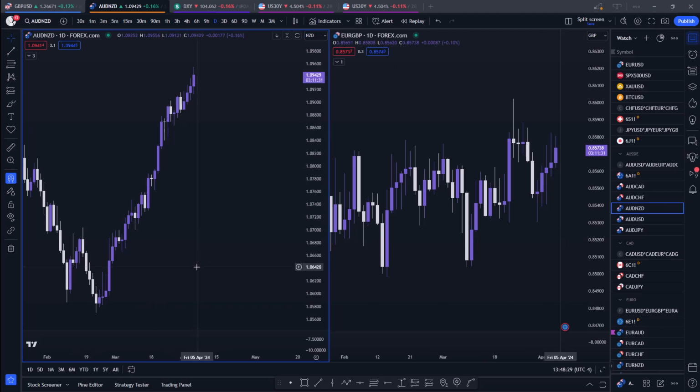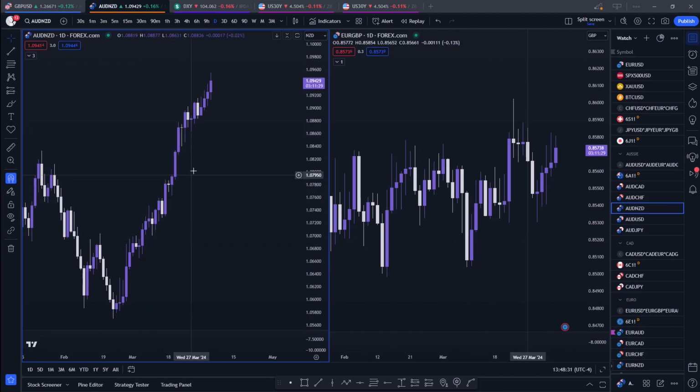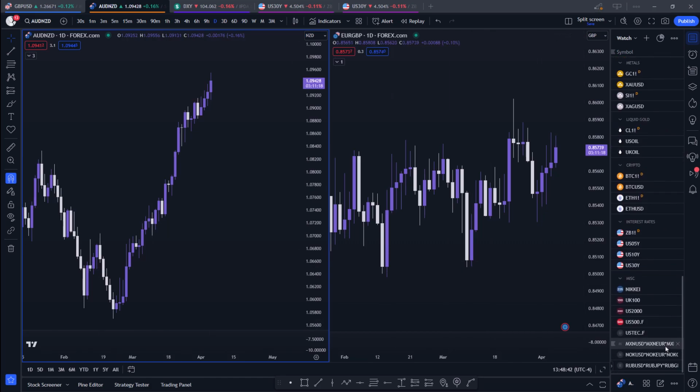So pairs like this, I wouldn't really trade them or use them for identifying which currency might be weaker than the other one. The same goes with CHF JPY or JPY CHF, because the Swiss franc and the Japanese yen are both safe haven currencies, so you'd get a collision there, as in a one-to-one.